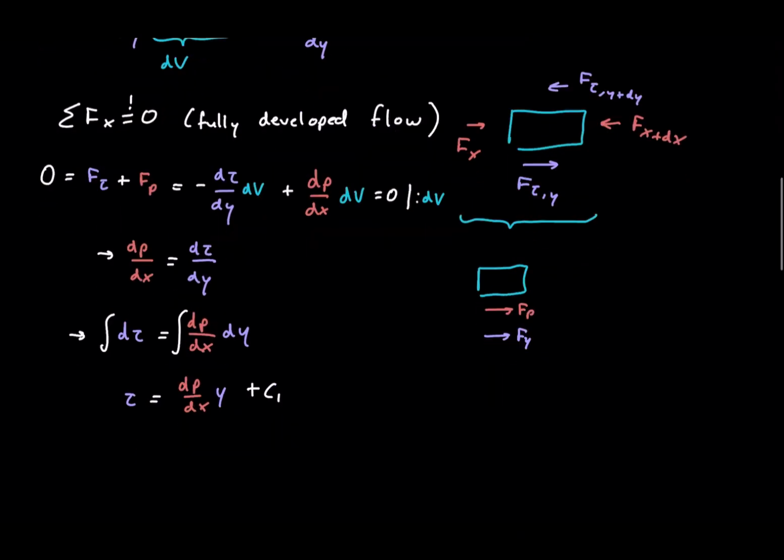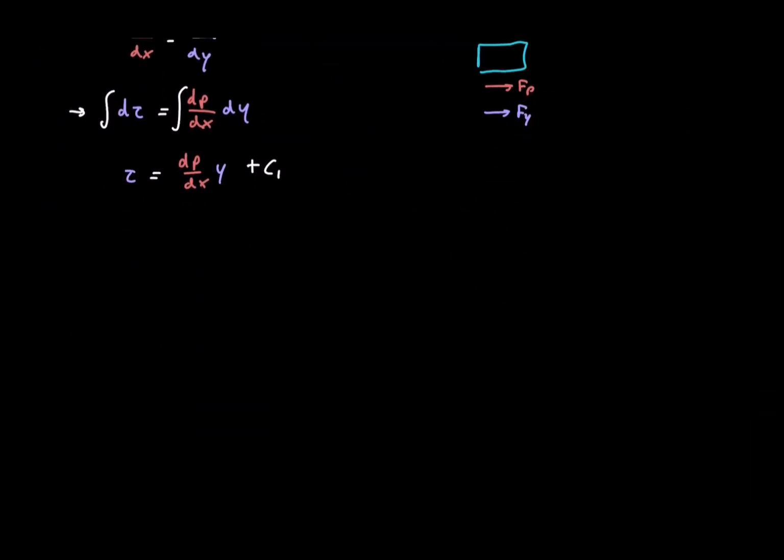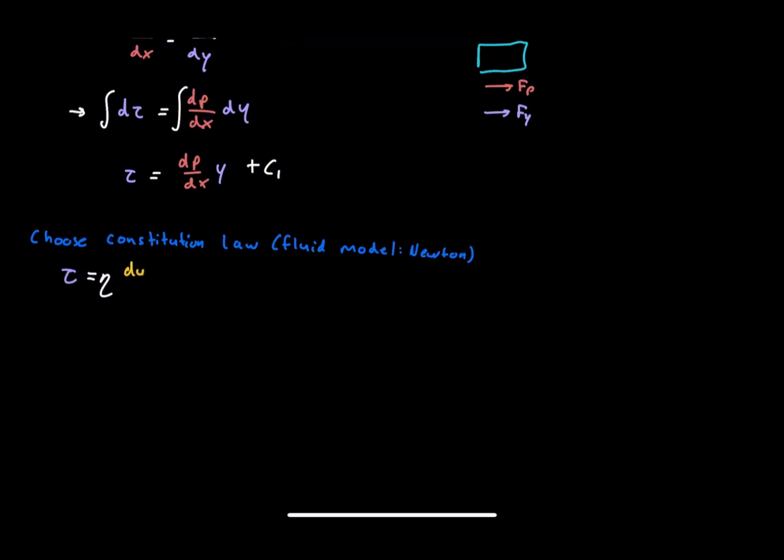Next, we bring in the fluid model. There are many possibilities here: Newtonian fluids, Bingham plastics, power law fluids. In this video, we use a Newtonian fluid because it is the most common and the most important. For a Newtonian fluid, shear stress is proportional to the velocity gradient. Tau equals viscosity times du over dy.